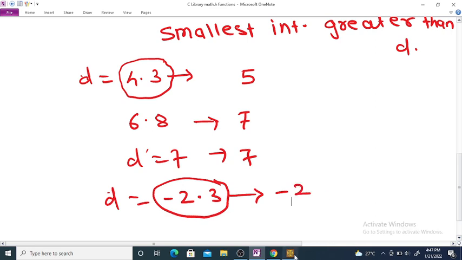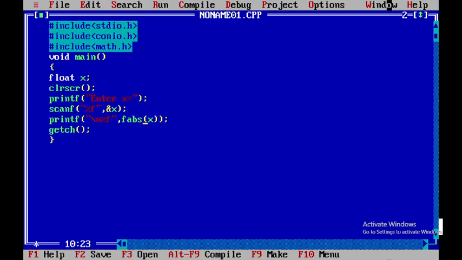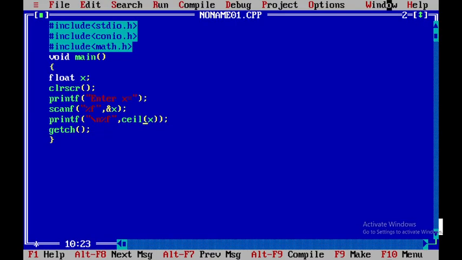Now if we take float x and write the ceil function here, and run and enter x is equal to 4.3, then the output is 5. If you run once more and enter 5.8, the next integer greater than 5.8 is 6. If you enter minus 2.7, the next integer greater than minus 2.7 is minus 2. Similarly, for minus 4.3, the next integer greater than minus 4.3 is minus 4.